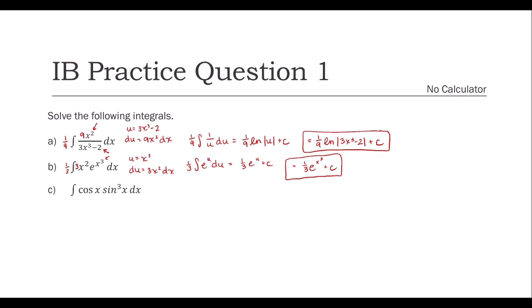Finally, part c is the integral of cosine of x times sine cubed of x dx. So we need to get rid of either our sine or cosine. Otherwise, we need to use the inverse of our product rule, which would get really confusing. So we'll try using sine of x for u. So our cosine of x is du.